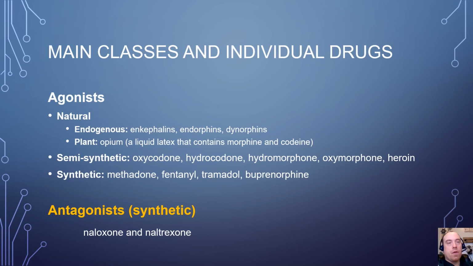Antagonists are synthetic, and that would be naloxone and naltrexone. Naltrexone is not commonly used for opioid overdose because naloxone is so effective, and it's got a long history of, again, use by different routes to do a very good job at reversing the major detrimental side effects of opioids.